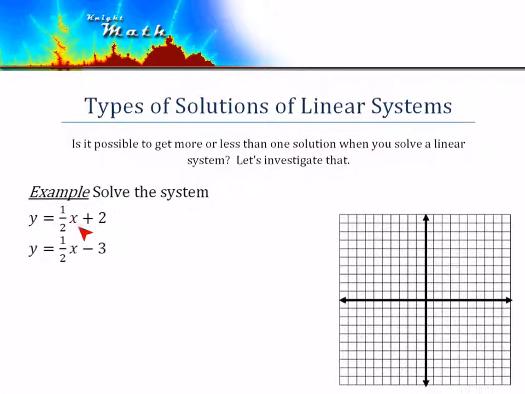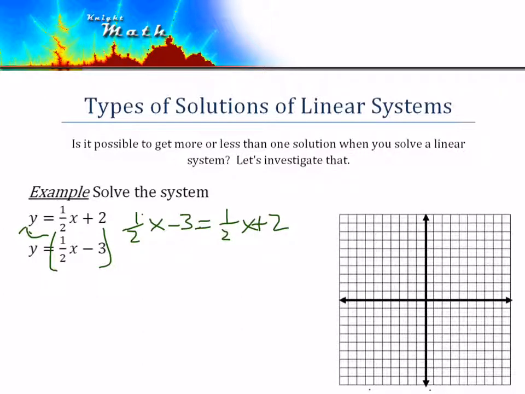So here we have two equations, and we want to solve the system. We can do it a lot of ways. We can use substitution, we can use graphing, and so forth. Let's go ahead and use substitution since it's set up for that. Let's insert this value for y into this equation, and we get 1/2 x minus 3 equals 1/2 x plus 2.